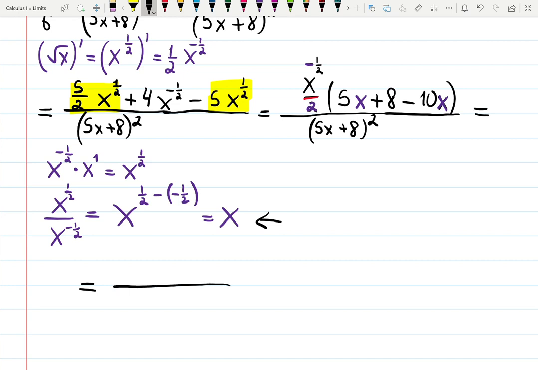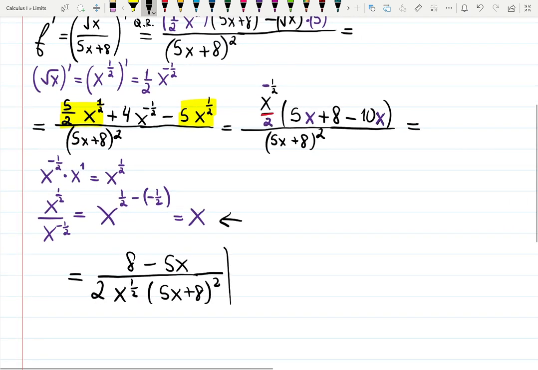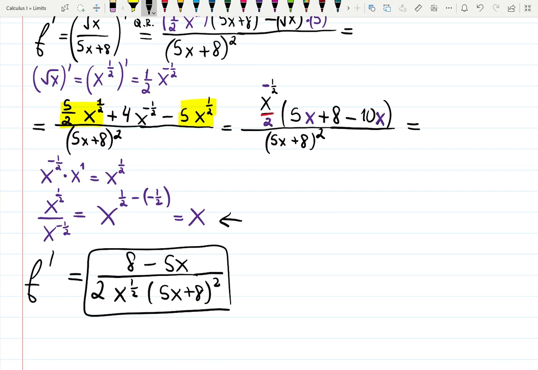Why did I want to do it? Because then 2 and x to the 1/2 can go to the denominator, (5x plus 8) squared, and at the top I will have 8, and then minus 5x, because 5x minus 10x is negative 5x. And that is my slope. That is my f prime, slope m.